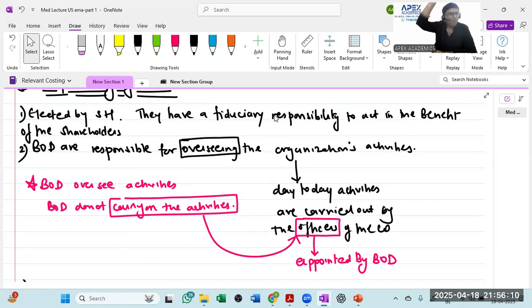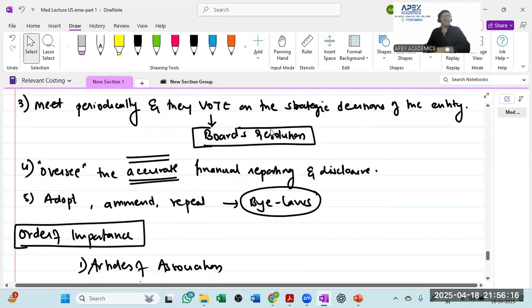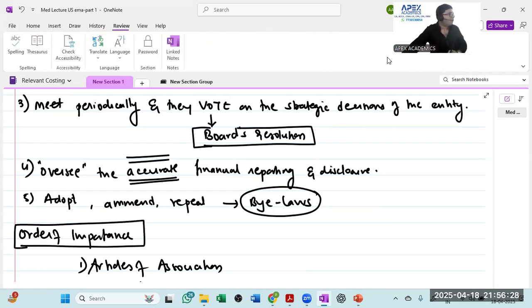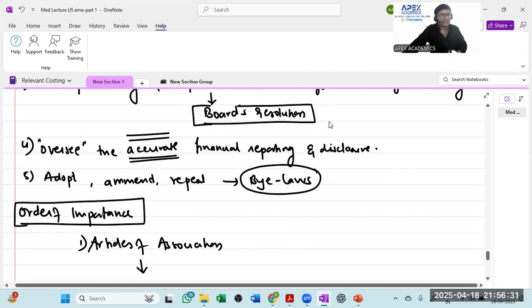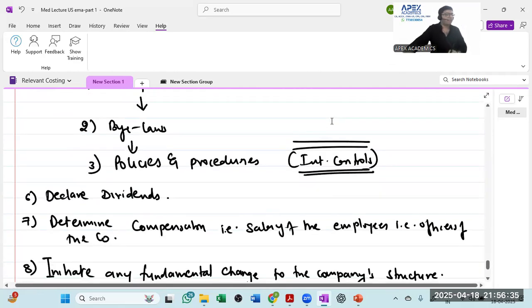Board of directors oversee the activities. Board of directors do not carry on the activities. They meet personally and they vote on the strategic decisions of the entity. These votes are known as vote resolutions. They oversee the accurate financial reporting. They adopt, amend, and repeal the bylaws. What is the order of importance of these items? It is articles of incorporation, that is articles of association, bylaws and policies and procedures.